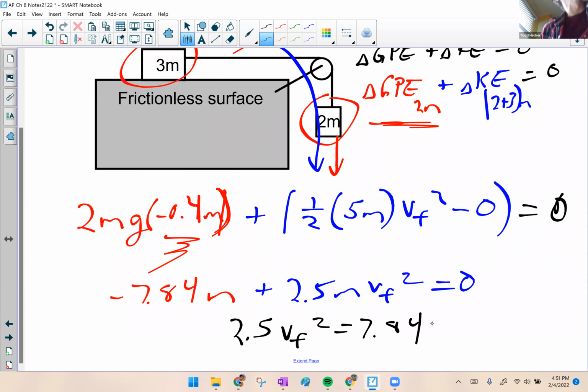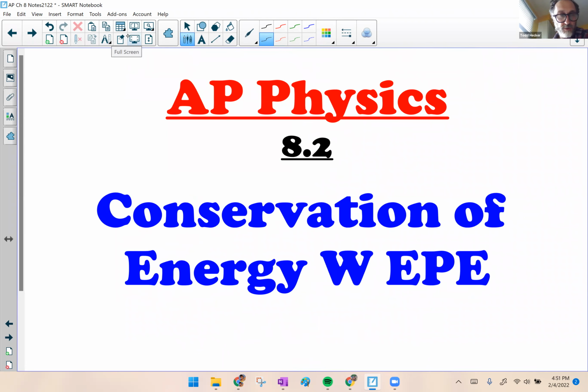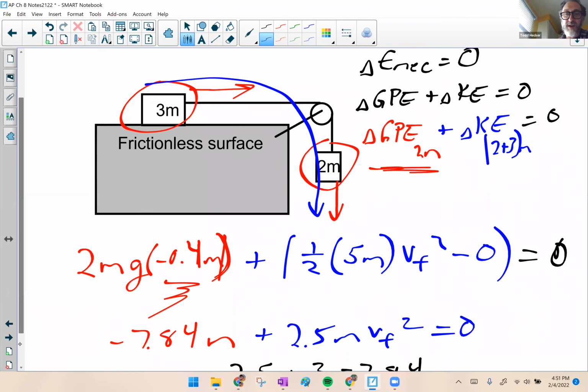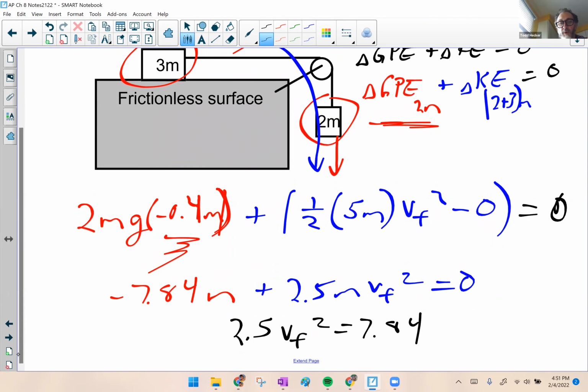And the reason I hesitated for a minute is, oh shoot. When I did my work, I made my change in height 0.4 meters. So you're just going to have to wait, and I'm sorry.